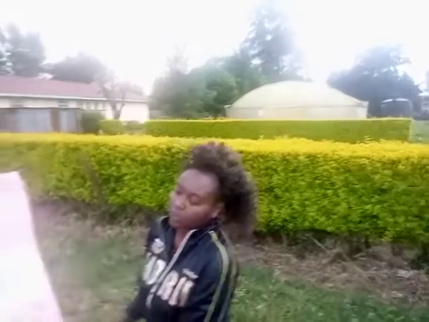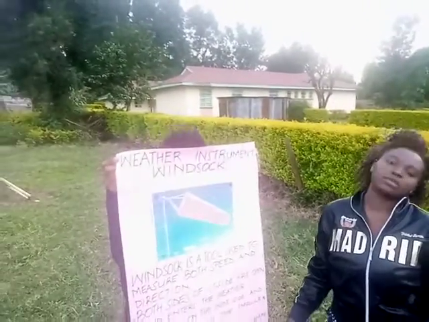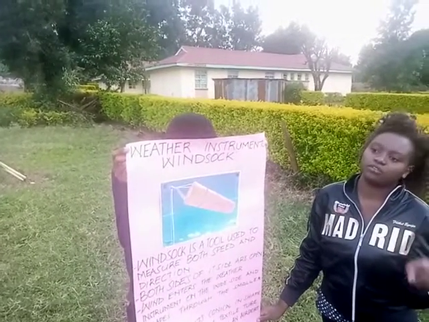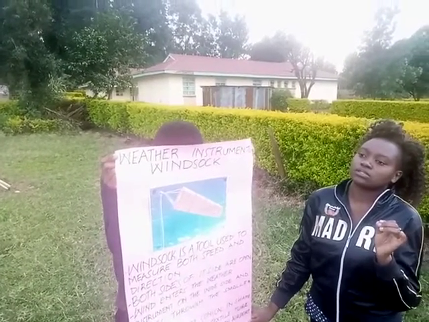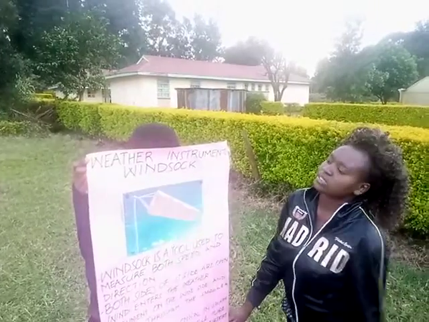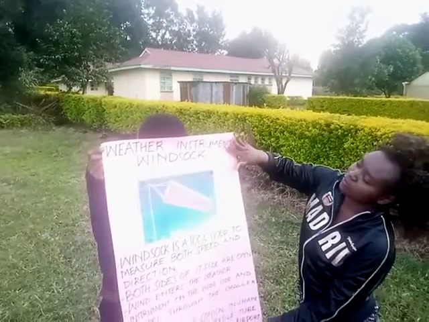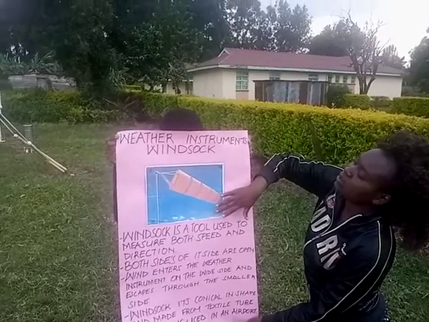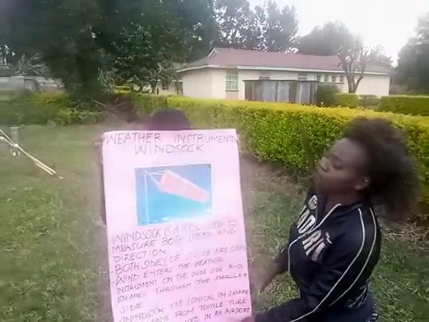For my presentation, I'm going to talk about a windsock. A windsock is a weather instrument that is used to measure both the direction and the strength of the wind. It is used at an airport. This is an example of the windsock we are talking about. I decided to make it blue so that it can be more visible.